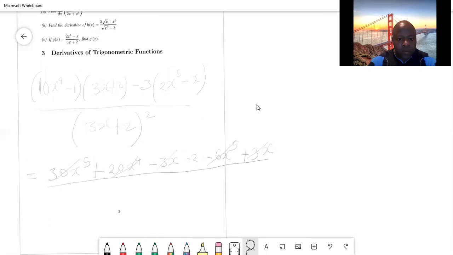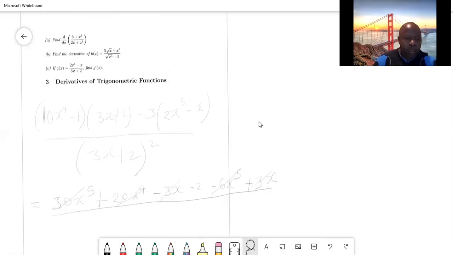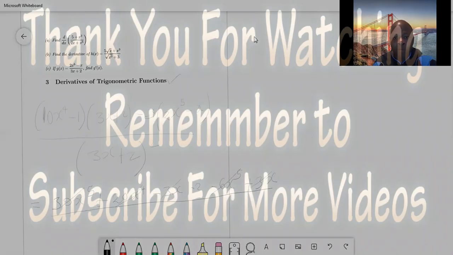So that is it for today. Next time we look at derivatives of trigonometric functions, where we'll introduce how to differentiate trigonometric functions. Then after that, again, we'll look at how to use product and quotient rule in differentiating trigonometric functions. Of course, we'll also look at how to do that using definition of derivative.